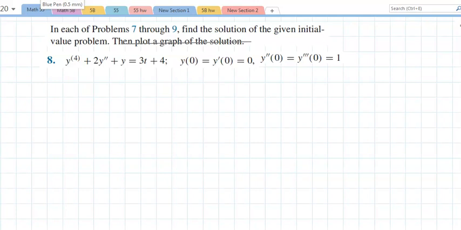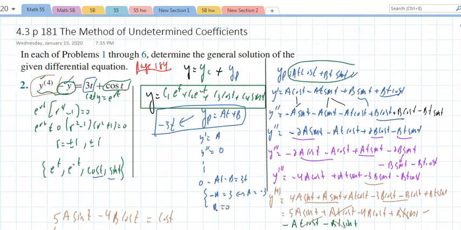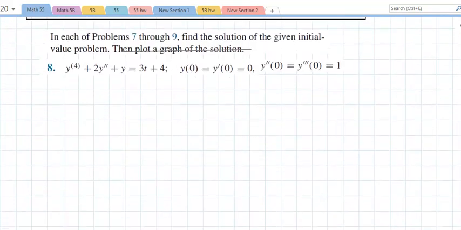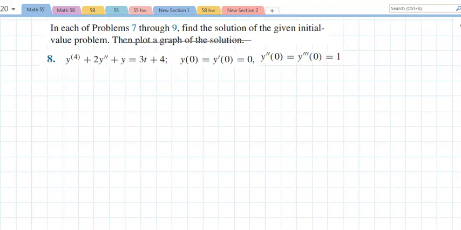Next problem on the list is number 8. Did I give you a page number on those? Yeah, page 184. Okay, good. Number 8. Well, how does this work?